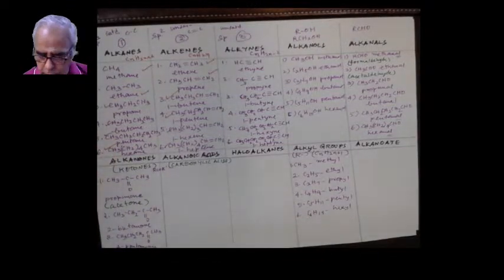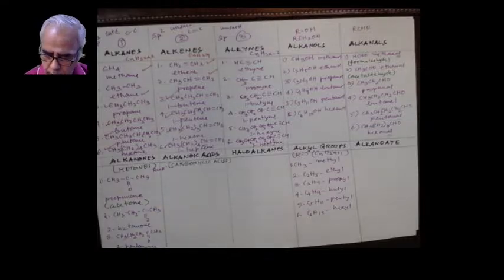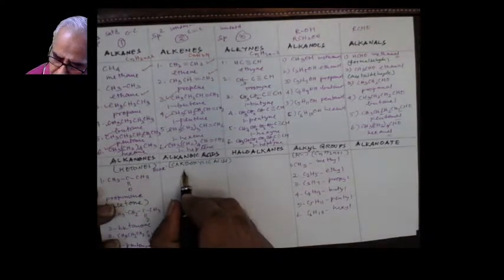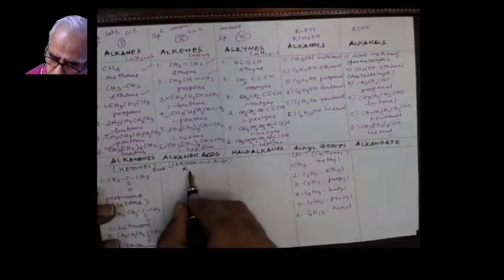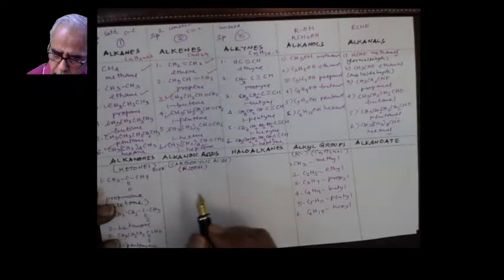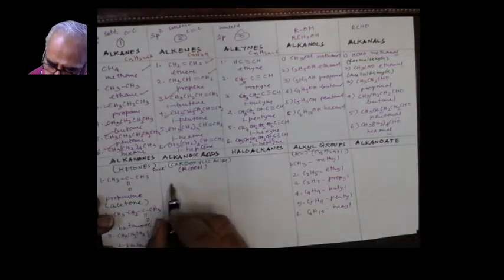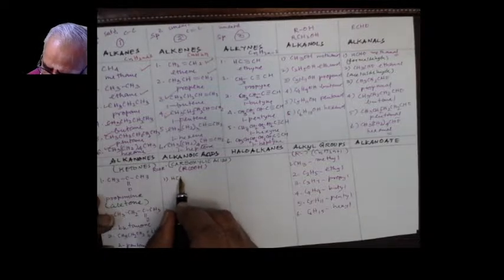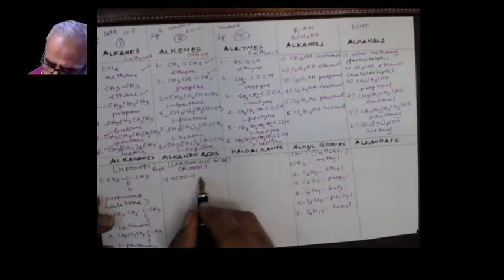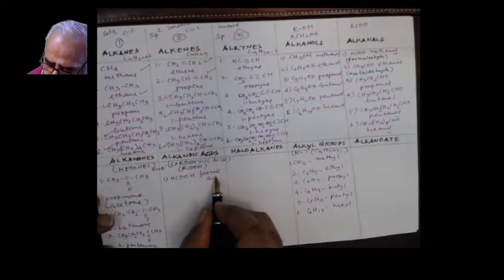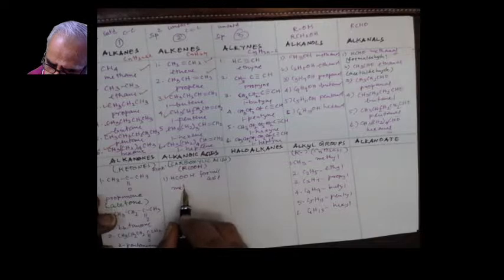Now let us practice the first acid. In fact, it should be called by the general formula RCOOH, where R represents hydrogen and alkyl groups. So here the first member is HCOOH, formic acid. And what is the IUPAC name for this? Methanoic acid.